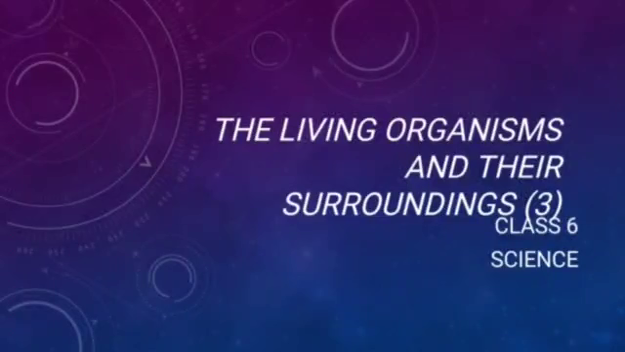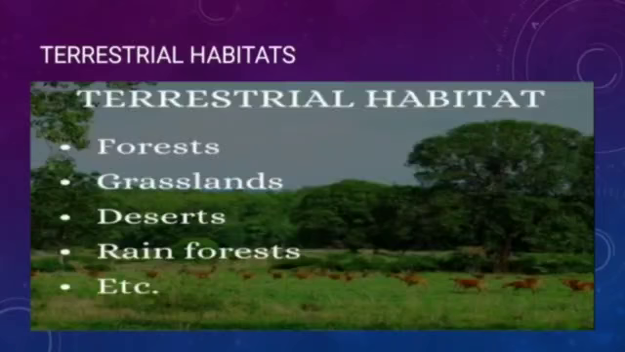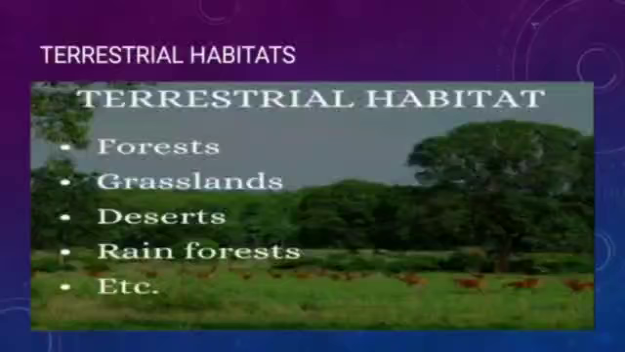Now in this part I will explain some terrestrial habitats. Terrestrial habitats are forest, grassland, desert, rainforest, etc. So here I will explain desert first. You know the abiotic factors or abiotic components of the desert.